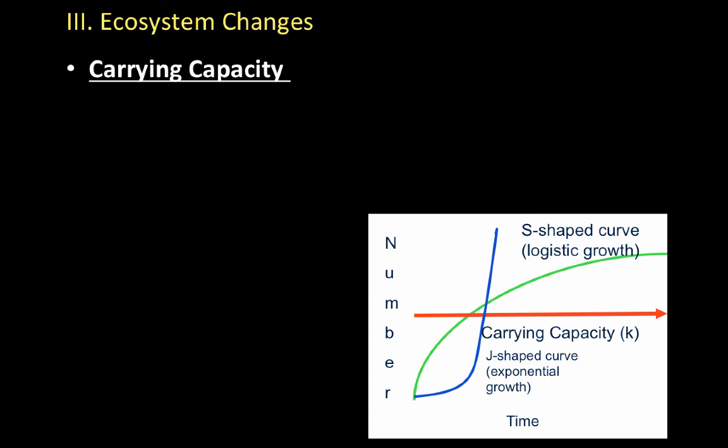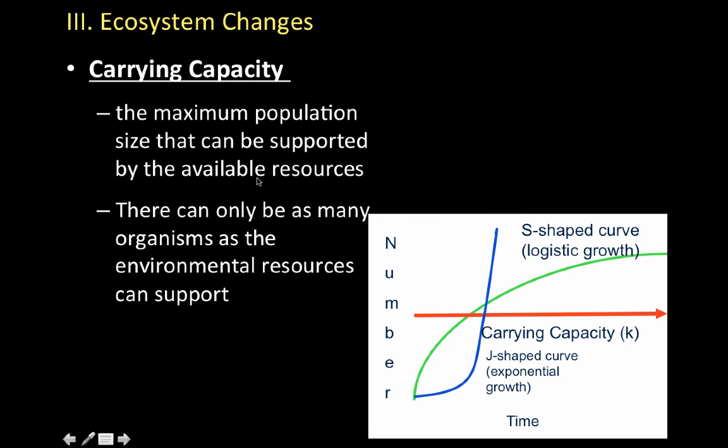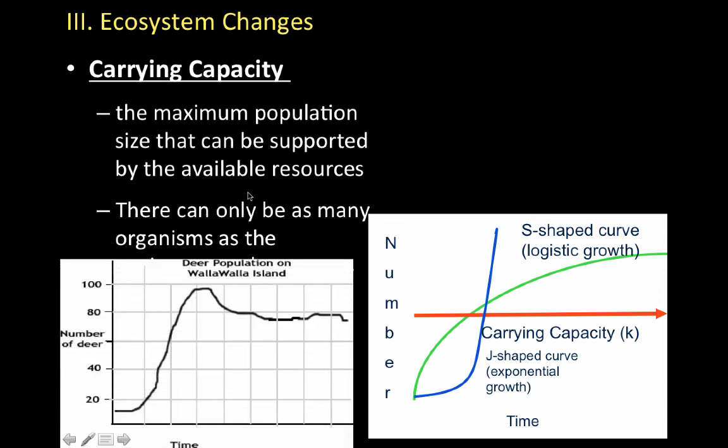Next lesson for today is going to be talking about ecosystem changes and how ecosystems can change over time. A crucial component of that is carrying capacity. Carrying capacity is the maximum population size that can be supported by the resources that are available in an ecosystem. There can only be as many organisms as the environmental resources can support. It's just another way to think about it.